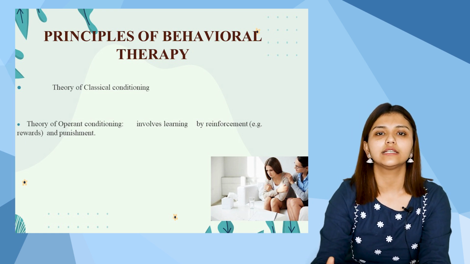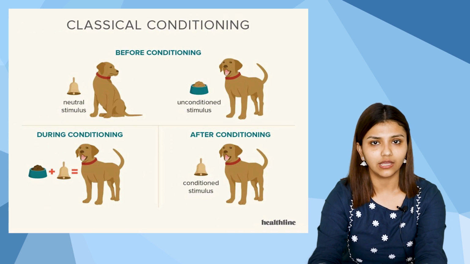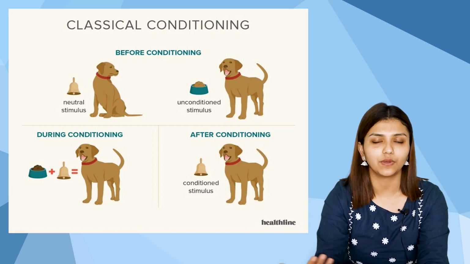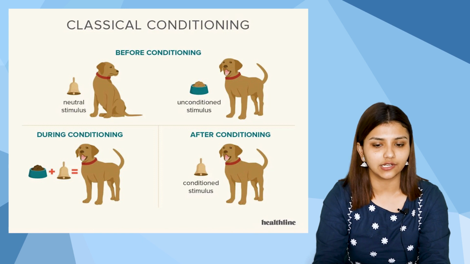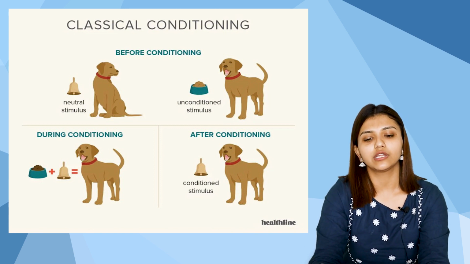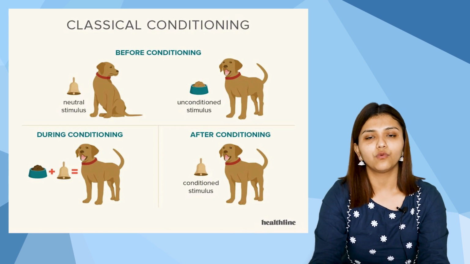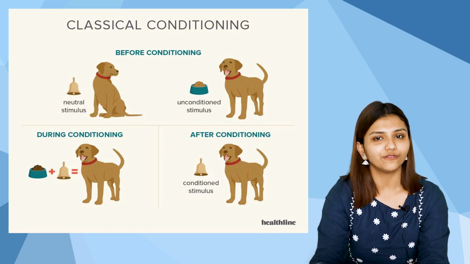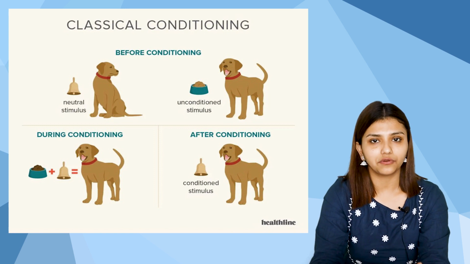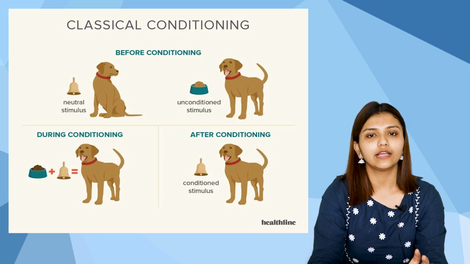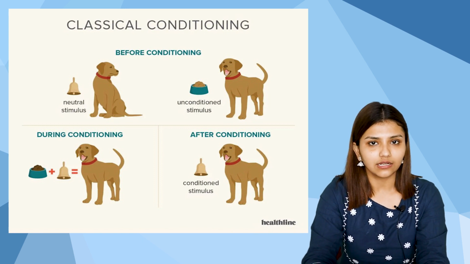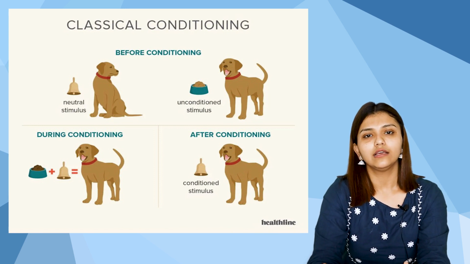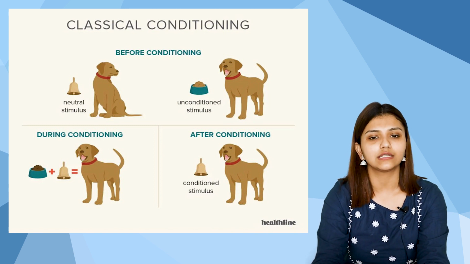Maybe you have studied in psychology what classical conditioning is. Ivan Pavlov did an experiment to explain classical conditioning. Before the conditioning, he showed food to the dog, and the dog gave an unconditioned response in the form of saliva. When he showed the bell to the dog, there was no response. During the conditioning, the dog was again shown a bell and food, so again there was an unconditioned response, that is, saliva.